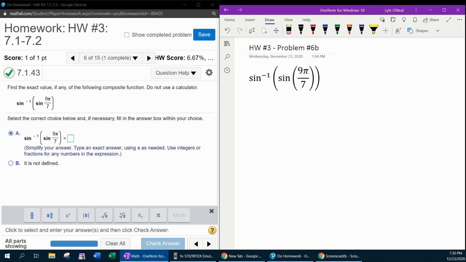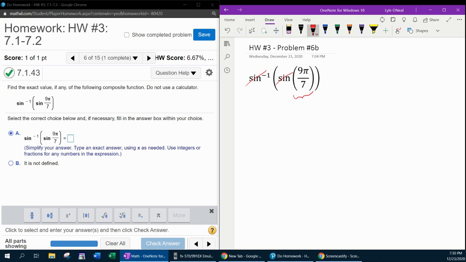Question number 6, version B from our 1316 homework number 3 in MyLab Math. In this problem, we have the inverse sine of the sine of 9 pi over 7. First things first, the inverse sine of the sine, since those trig functions match, those are going to cancel.